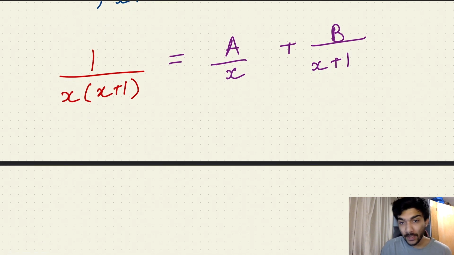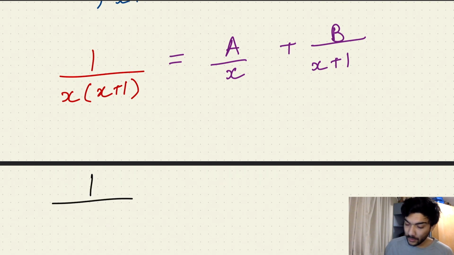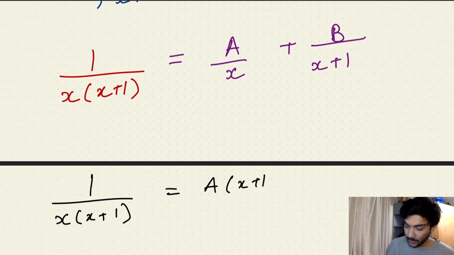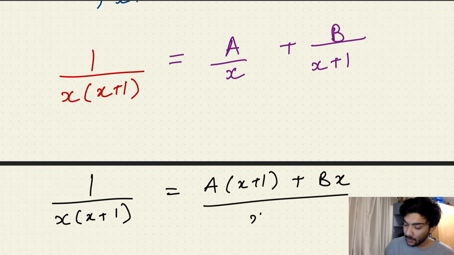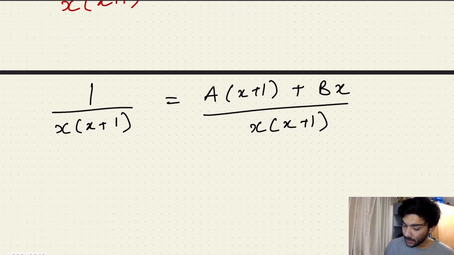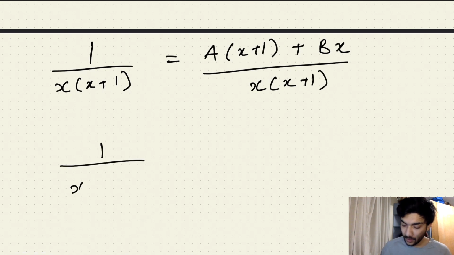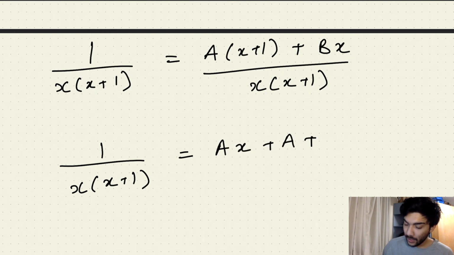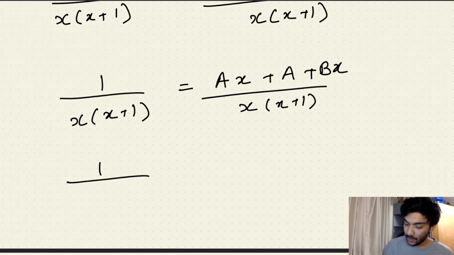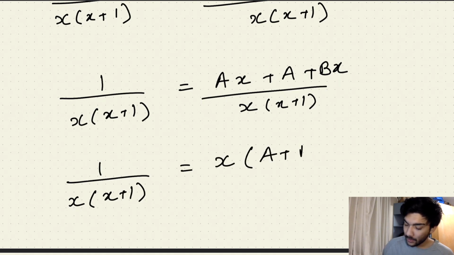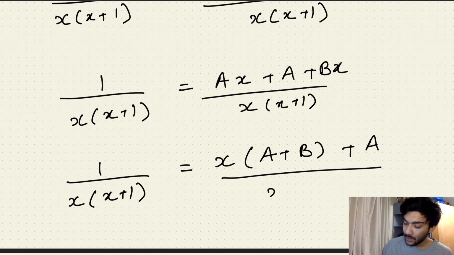Let's equate the left hand side with the right hand side. If we solve for the right hand side, we can clearly see that 1 over x times x plus 1 is equal to A times x plus 1 plus B times x, upon x times x plus 1. This would be equal to simply Ax plus A plus Bx upon x times x plus 1. Again, separating the similar terms together, we'll take x common. So this would become x times A plus B, plus A, upon x times x plus 1.